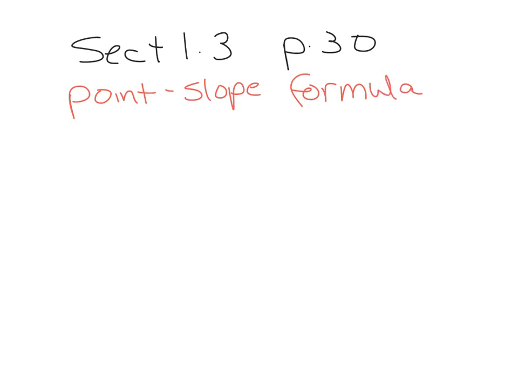The point slope formula is y minus y1 equals m times x minus x1. And using this formula allows us to write the equation of a line as long as we know the slope, which will go here, and one point that may or may not be the y-intercept. And those coordinates for that point, the x-coordinate will go here, and the y-coordinate will go here.